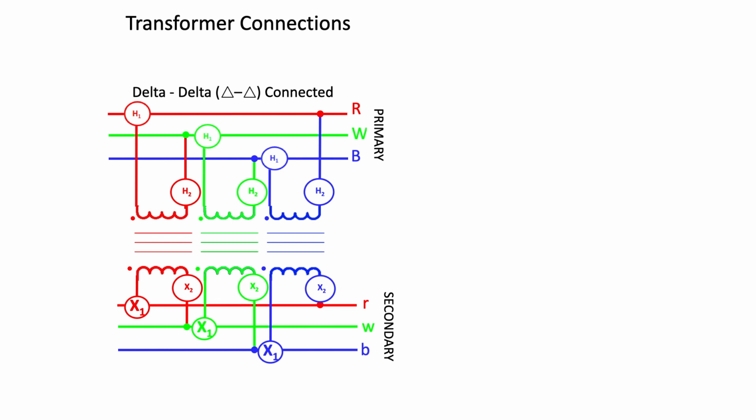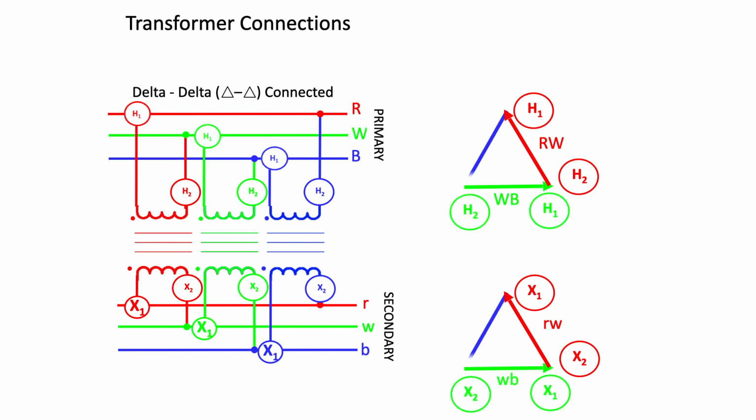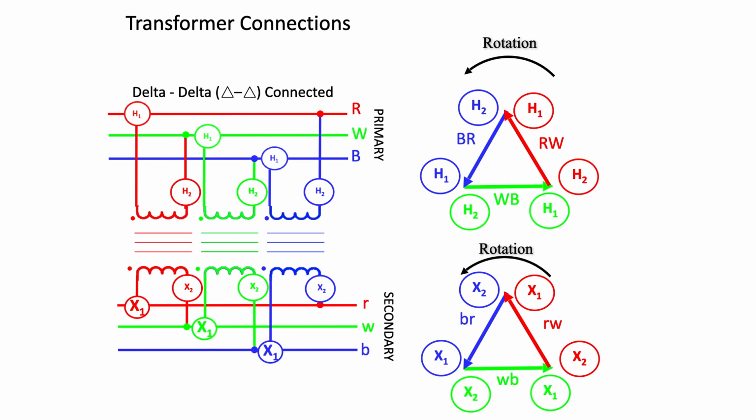The vectors or phasors look like this, both primary and secondary. We'll put them both up at the same time because they're connected the same way. The red to white phasors, phase to phase, are shown here. The white to blue phasor is shown like this, and the blue to red phasor, both the primary and secondary, are shown like this. All of these phasors, of course, are rotating counterclockwise.